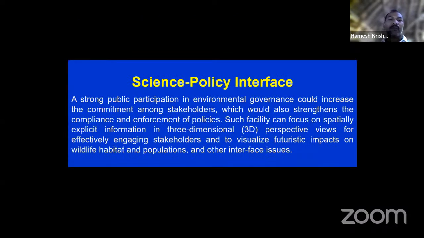And finally, I would say strong public participation in environment governance could increase, for which you need visualization. We need this kind of prediction. You need to engage them, saying that, okay, this is your past, this is your present, this is your future. For which we need 2-dimensional and 3-dimensional perspective views. Only then can we engage the stakeholders. Once you visualize the futuristic impact, it's much easier to engage communities. So this is how the whole process of technology evolves into knowledge management and finally into engaging the stakeholders in a very effective manner.